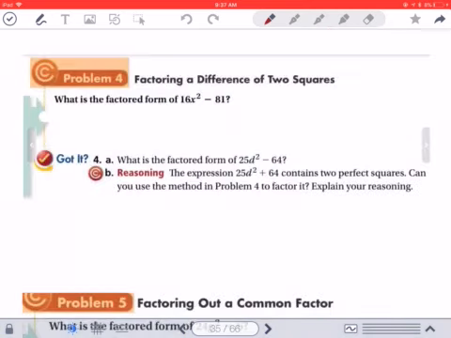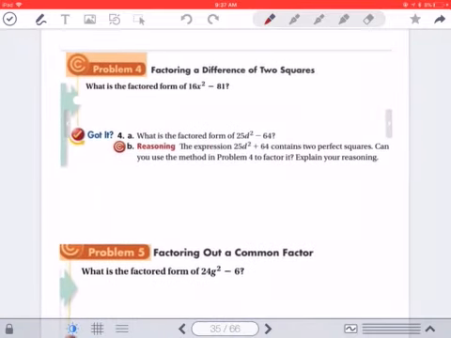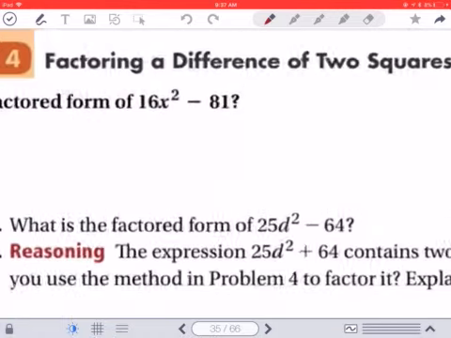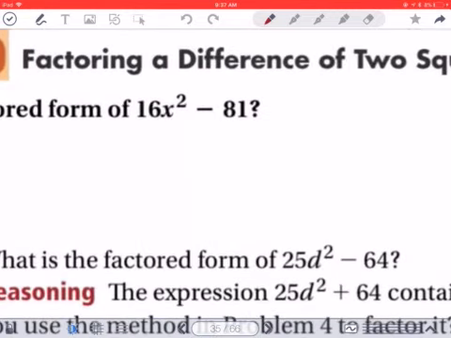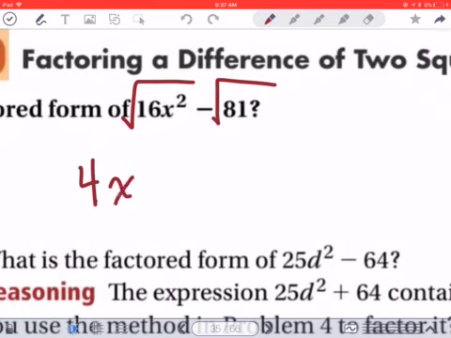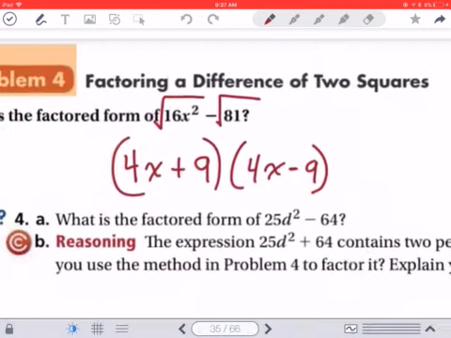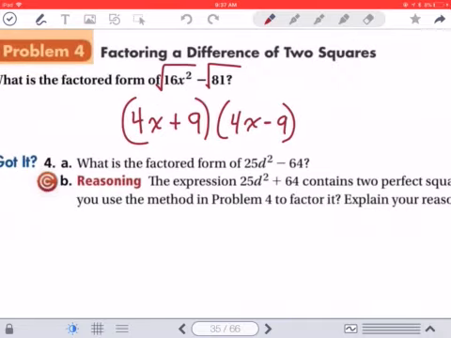All right, let's do one where we have, what is the factored form of 16x squared minus 81? This is where the shortcut comes in handy. I can think about what's the square root of this and what's the square root of this. The square root of 16 is 4, and the square root of 81 is 9, so it's 4x plus 9, 4x minus 9. You can check this with the box method. But that's a little shortcut.